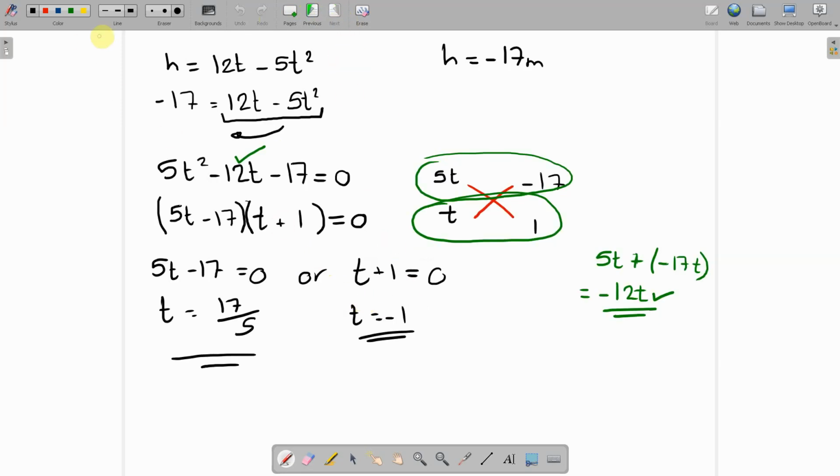So that means that t equals minus 1 doesn't work, and that 17 over 5 is the correct time. That's how long it will take. And if you wanted to put that into decimal, t would equal 3.4 seconds.